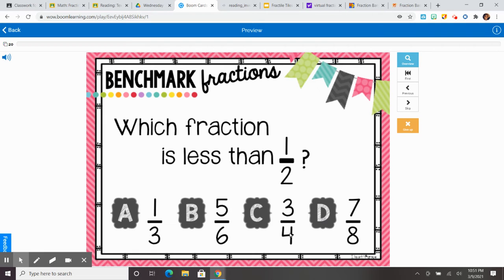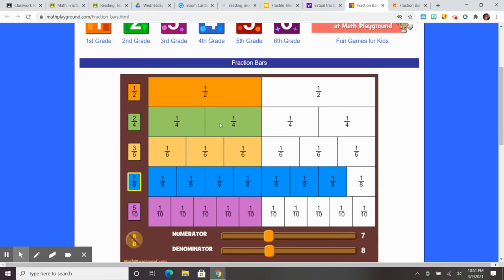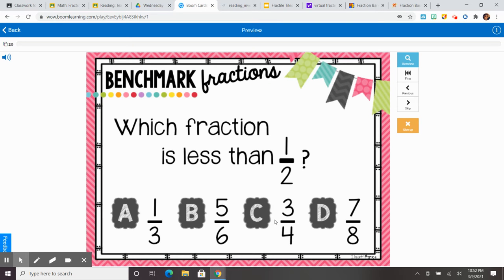Let's look at 3/4. How many fourths are equivalent to 1/2? I know that 2/4 is equivalent to 1/2. So let's go back to the fraction tiles. All right, so here I have 2/4 is equivalent to 1/2. I'm going to click on it. I have to go to my fourths. I'm going to change the numerator. I have 3, so now I have 1, 2, 3/4. Well, I see that 3/4 is greater than this half up here. So I know that my answer choice can't be C. So we've eliminated D and we've eliminated C.